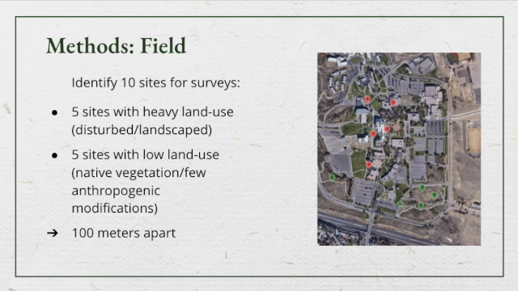To test this, I first identified 10 sites to conduct surveys on at Colorado State University, Pueblo. Five of the sites had heavy land use, meaning that they were heavily disturbed or considered landscaped areas. The other 5 sites had low land use, meaning that plenty of the native vegetation existed in that area compared to other areas on campus, or it had few anthropogenic land modifications. Each site was about 100 meters apart from each other.